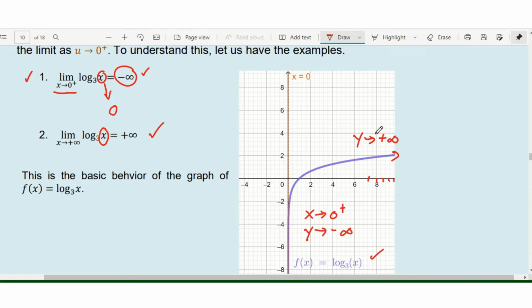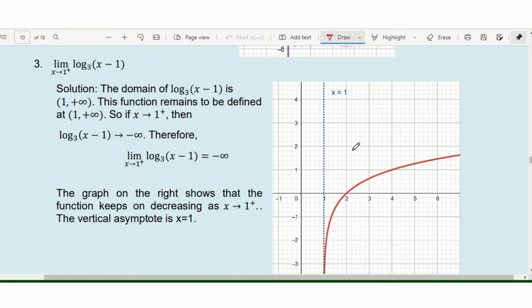So the behavior of the graph is already seen on the given illustration. The third example, logarithm of x minus 1 to the base 3 as x gets closer to 1 from the right. Why is it that it becomes infinite? If you're going to get x minus 1 here and equate it to 0, it is 1 that makes it 0. So 1 minus 1 is 0.